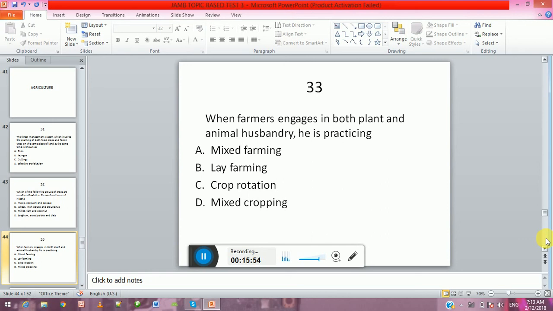When a farmer engages in both plant and animal husbandry, he is practicing A. Mixed farming, B. Lay farming, C. Crop rotation, D. Mixed cropping.